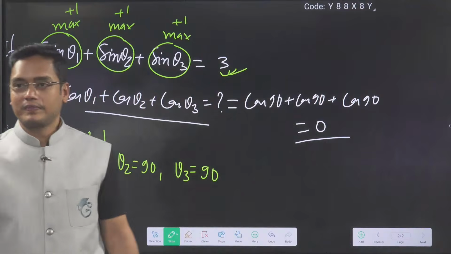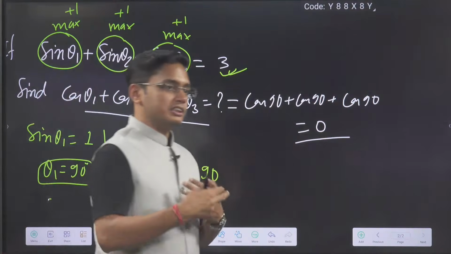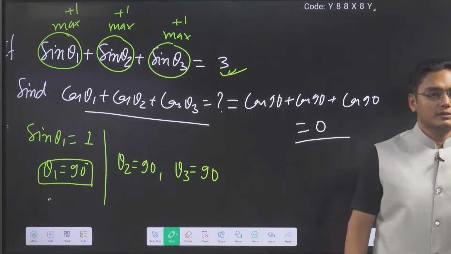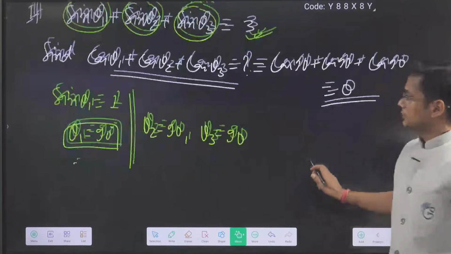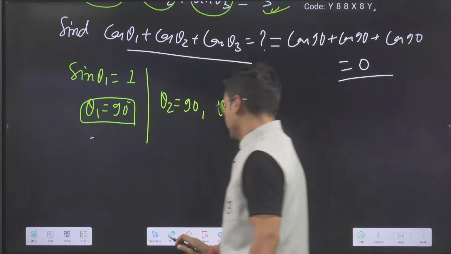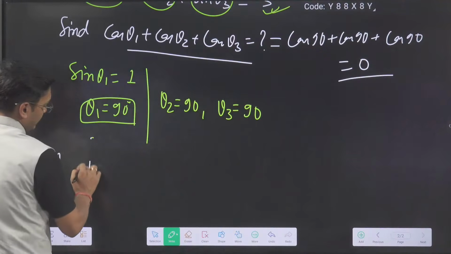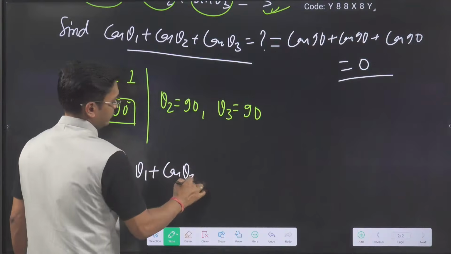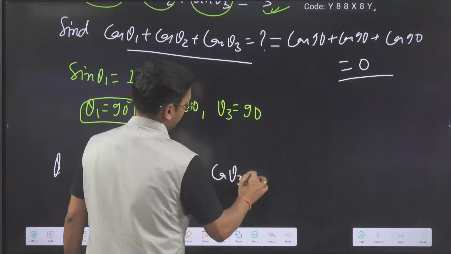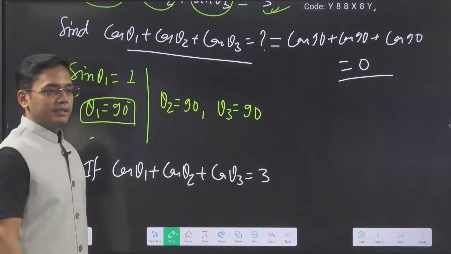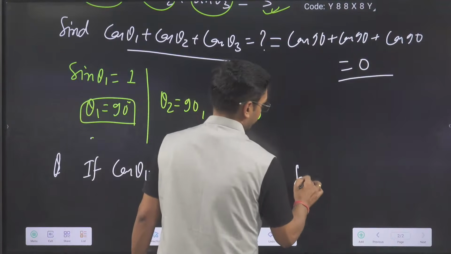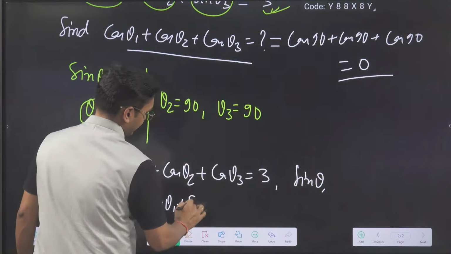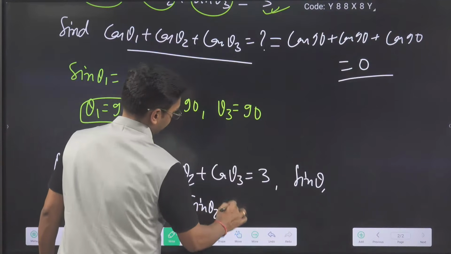Very good. If I'm reversing the question, this time I'm expecting an answer from everyone. This time I'm just reversing the data. This time the question is, if cos theta 1 plus cos theta 2 plus cos theta 3 is equal to 3, find sine theta 1 plus sine theta 2 plus sine theta 3.